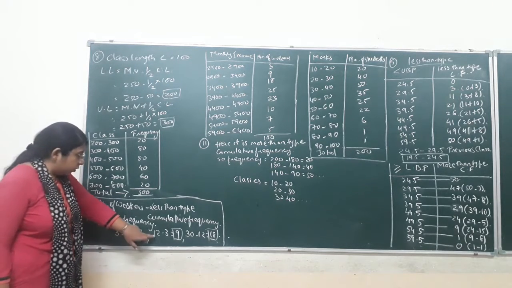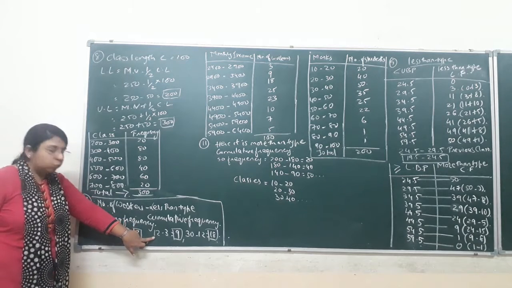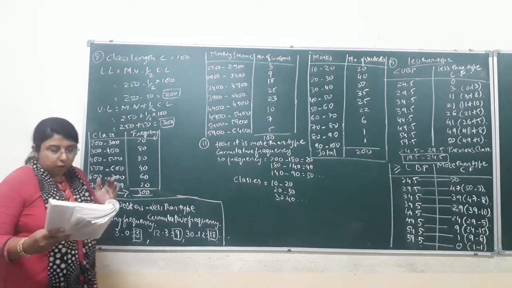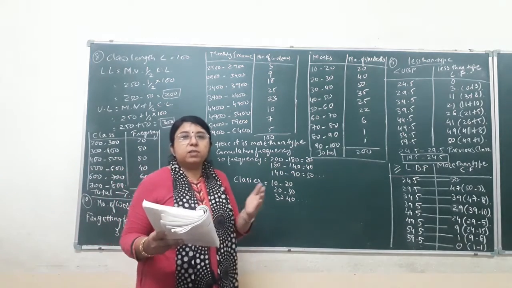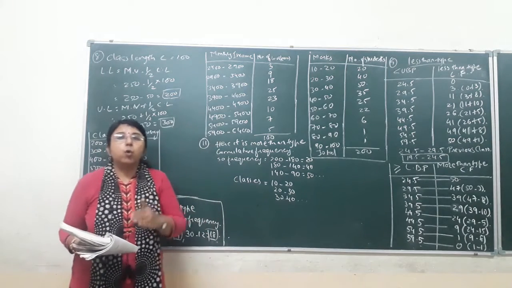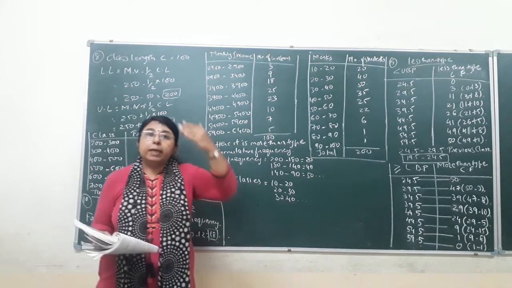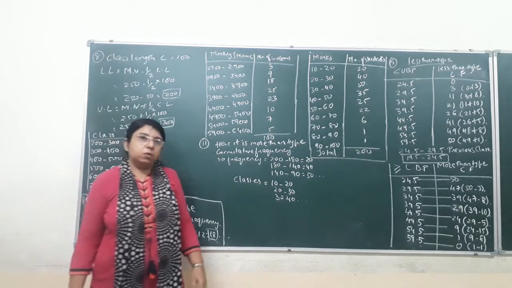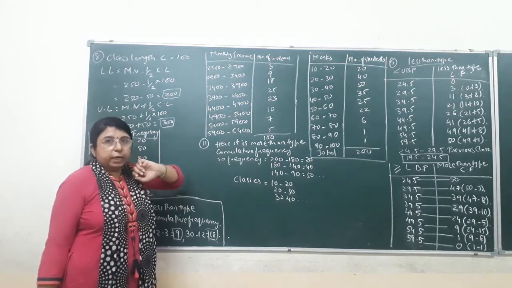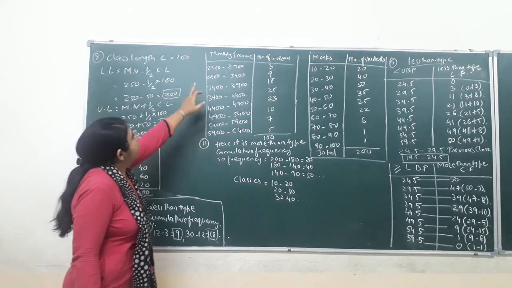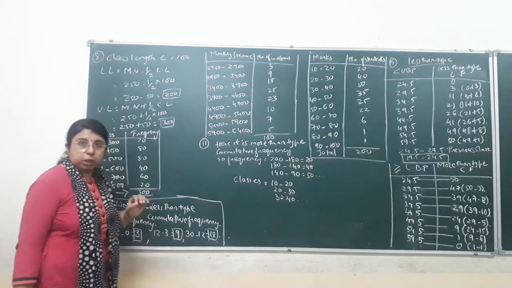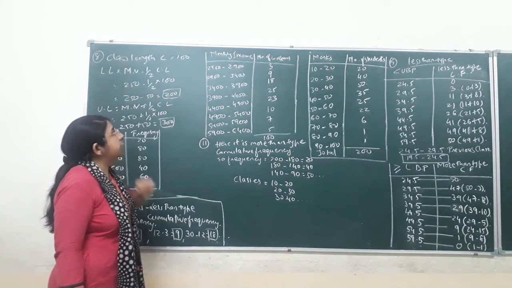In the same way, for the second class the frequency would come 12 minus 3 is equal to 9. It means you subtract the first frequency from the second, the same way third minus second, then fourth minus third, and so on. You will get the original frequency. Now you can see I have made the table for the answer. In the table, the first column is monthly income and the second column is number of workers. Now how did I get the monthly income?